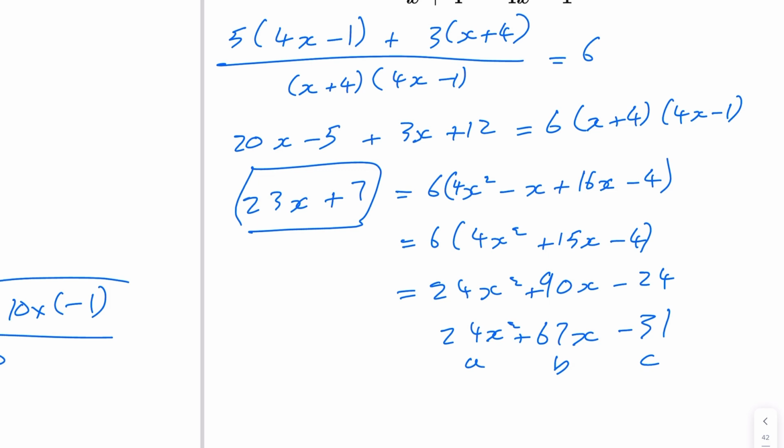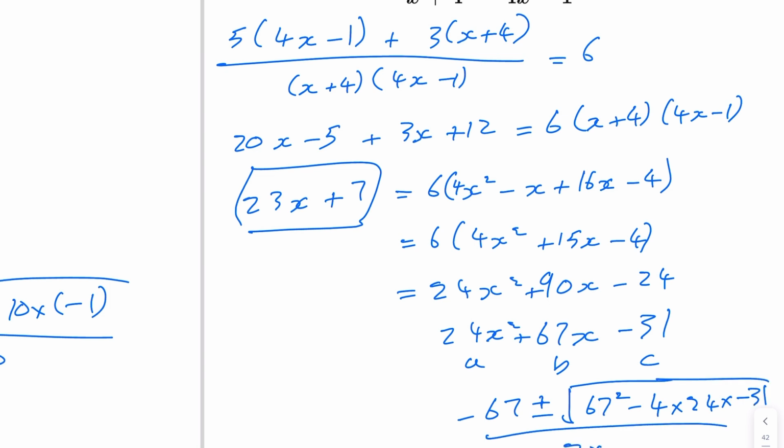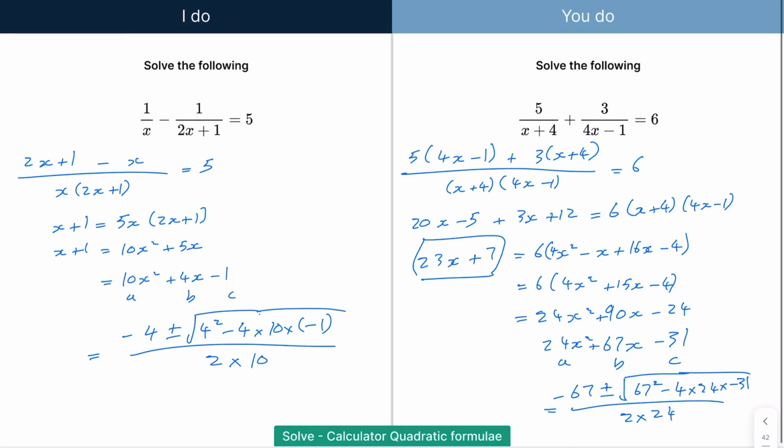a final answer. So that would then become minus 67 plus or minus the square root of 67 squared minus 4 times a times c, which is minus 31, all over 2 times a. And then that would give us two possible answers out of that when you type that into your calculator.